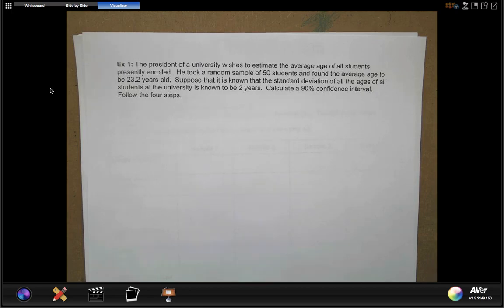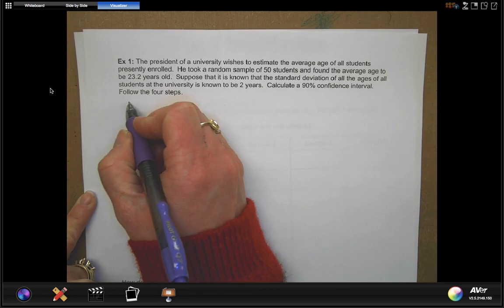So in this example right here, it says the president of a university wishes to estimate the average age of all students presently enrolled. He took a random sample of 50 students and found the average age to be 23.2 years old. Suppose it is known that the standard deviation of all the ages of all the students at the university is 2 years. So calculate a 90% confidence interval, follow the 4 steps.